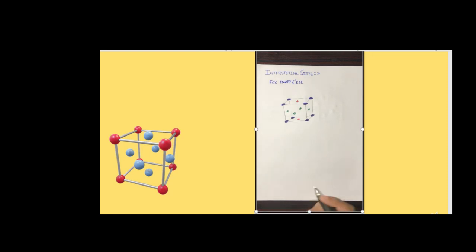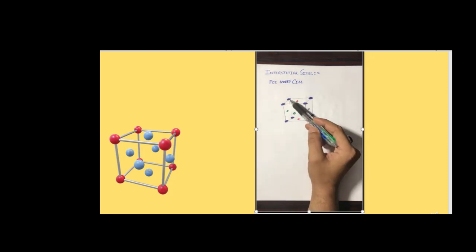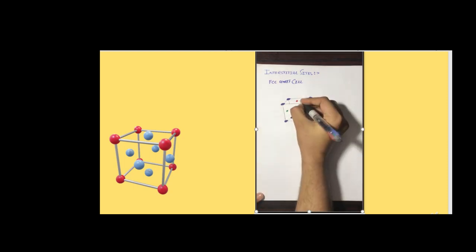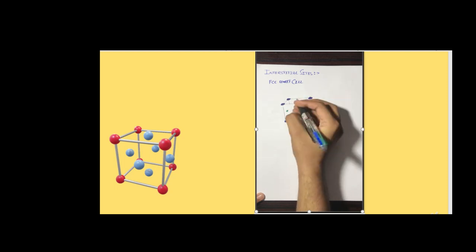We have the FCC unit cell here. We have 4 corner atoms in blue, and the bottom 4 corner atoms here. Then we have the top face atom, we have the bottom face atom, and the 4 other face atoms that are marked with green. So now let's find out the octahedral site here first, then we move towards the tetrahedral one. So we start here with this one.